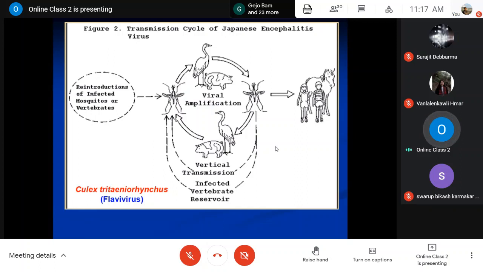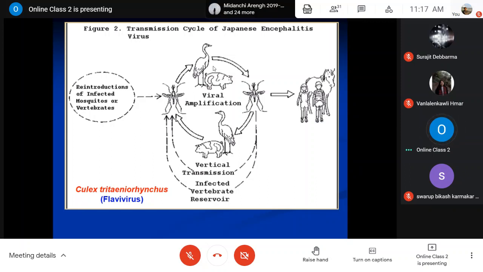Some are transmitted, like the cycle of Japanese encephalitis. You will learn these things in detail later on in the diseases. Japanese encephalitis is caused by a virus, and transmitted through mosquitoes, through vectors and animals like the pig, and then to the human. It is highly zoonotic. You might have heard about this Japanese encephalitis.